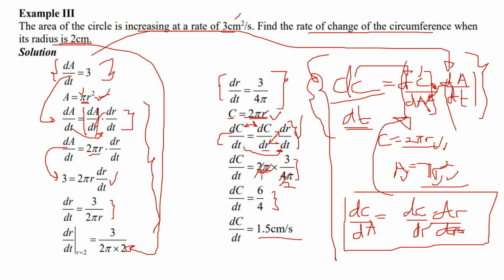We are saying centimeters per second because circumference is measured in centimeters, and then per second because this is divided by time, or dt, to give us per second. So I hope that was clear.